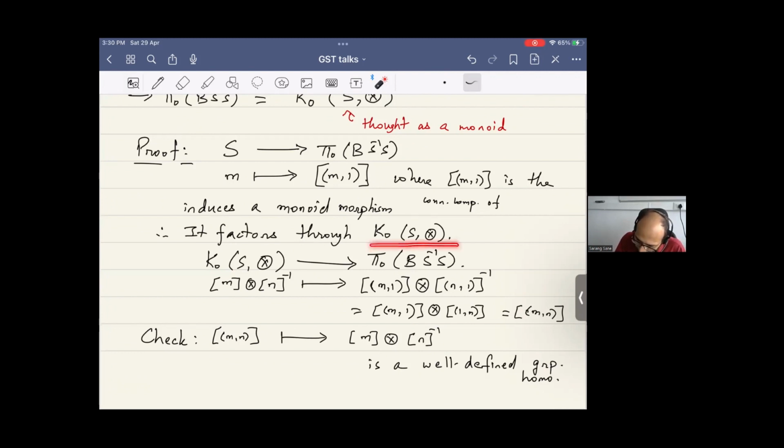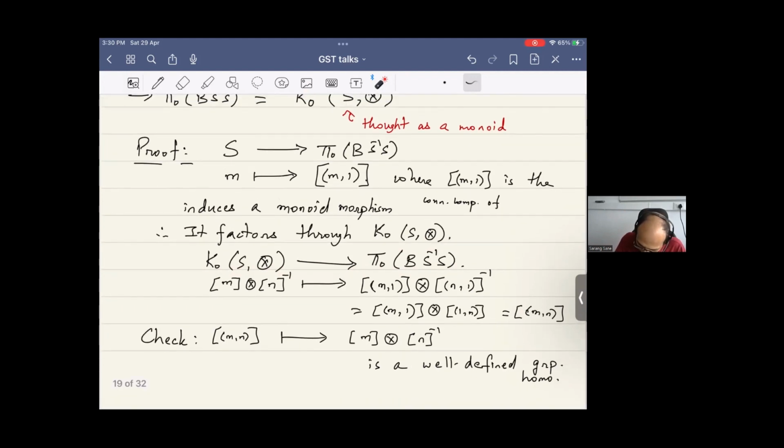So what do I mean by K0 here? This is K0 in the sense of monoids, like Professor Kuber had defined. Okay, so now we get a group homomorphism from K0 of (S, tensor) to pi naught of B S inverse S.